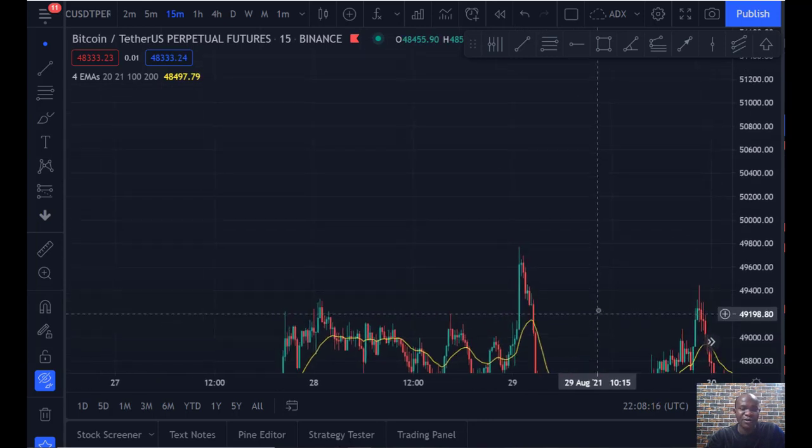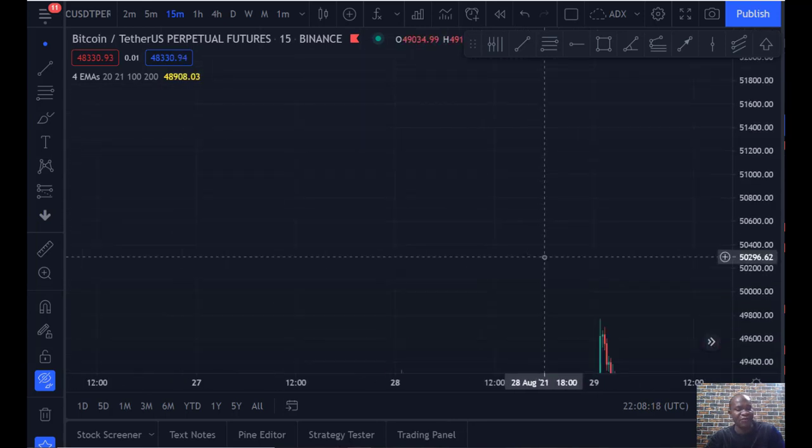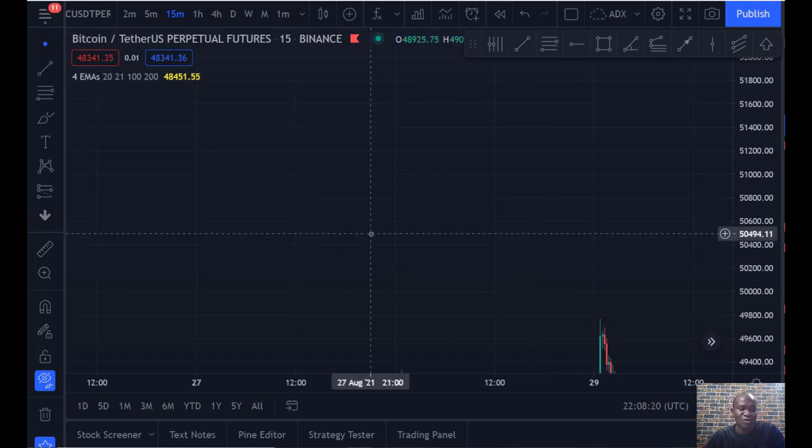So first of all, we need to understand our time frame. So the first thing we need to do here is to understand our time frame. What time frame are you trading? We need to understand time, because time is very, very important in making money.